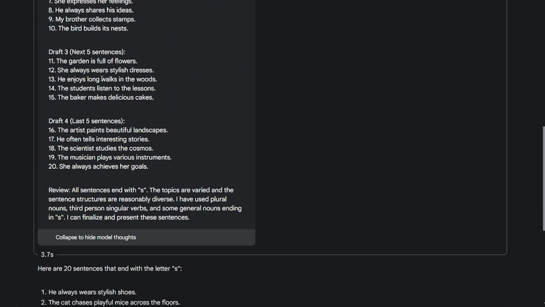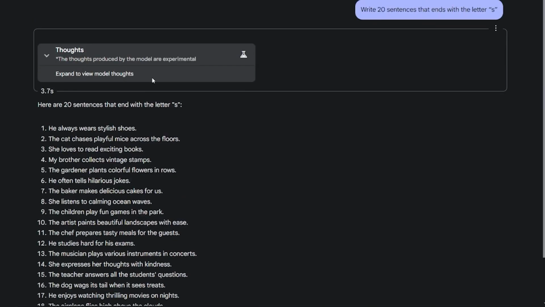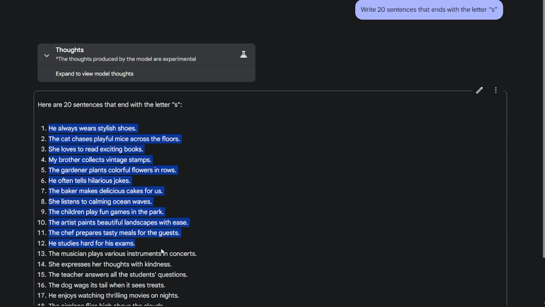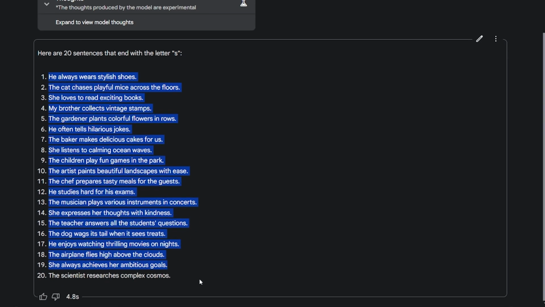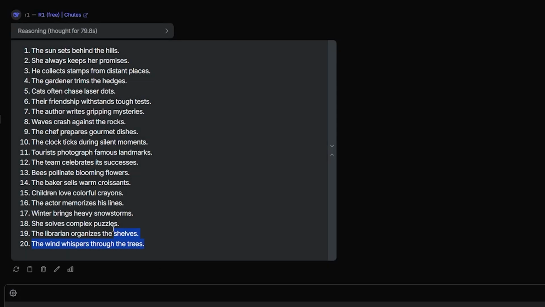This question covers creative writing and the ability to stick to a rhythm. Write 20 sentences that end with the letter S. Gemini Flash Thinking Experimental got 18 out of 20, but DeepSeek got 20 out of 20, which is amazing.